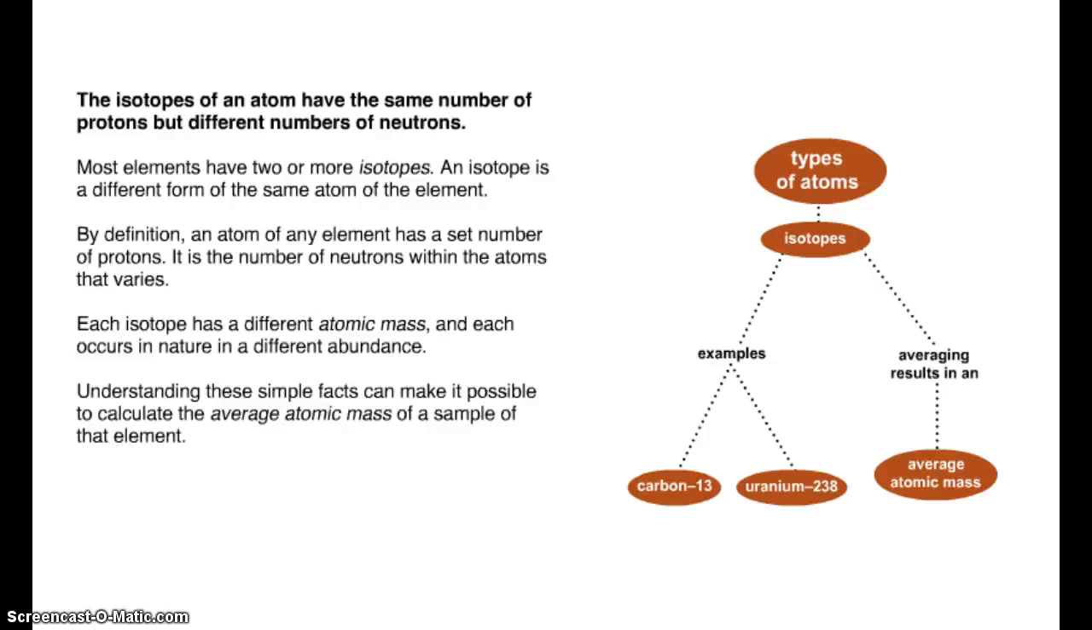Each isotope has a different atomic mass, and each occurs in nature in a different abundance, so it's not even amounts of all of them. Understanding these simple facts can make it possible to calculate the average atomic mass of a sample of that element. Types of atoms, isotopes. Examples, instead of the normal carbon-12, we have carbon-13 because it has an extra neutron. Instead of uranium-235, this isotope is uranium-238 with 3 more neutrons. And isotopes averaging results in the average atomic mass.